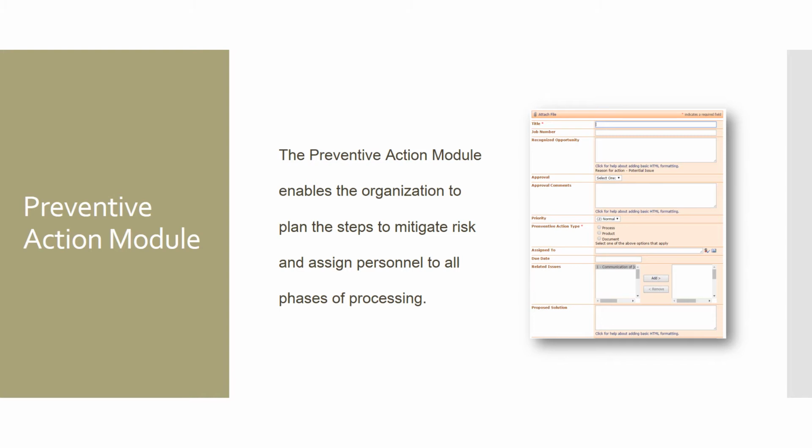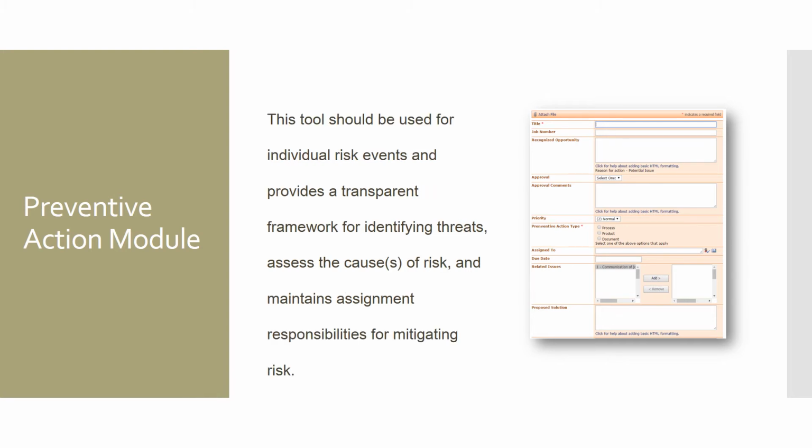The Preventive Action module enables the organization to plan the steps to mitigate risk and assign personnel to all phases of processing. This tool should be used for individual risk events and provides a transparent framework for identifying threats, assessing the causes of risk, and maintains assignment responsibilities for mitigating risk.